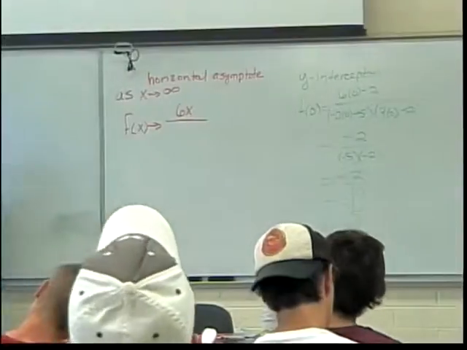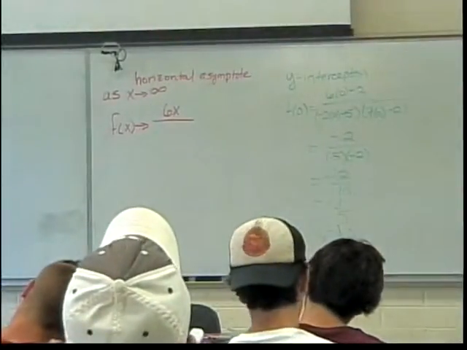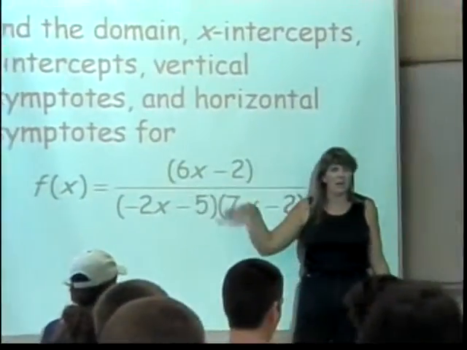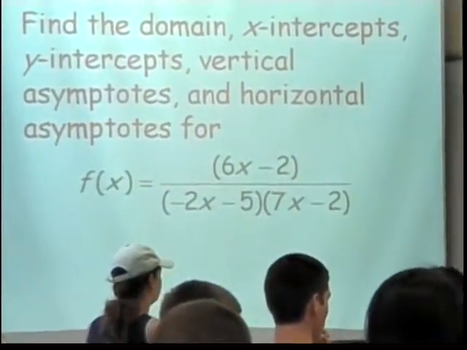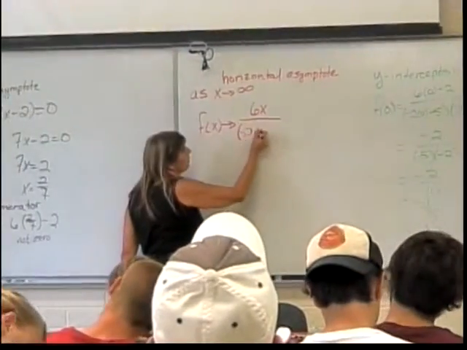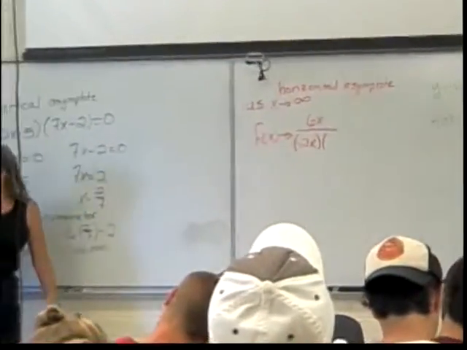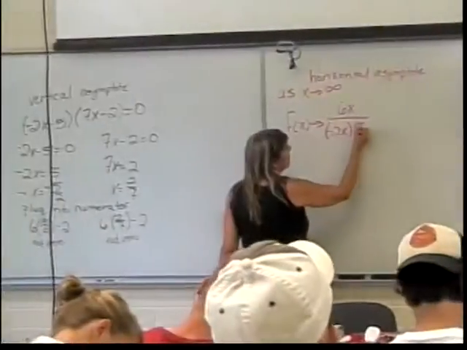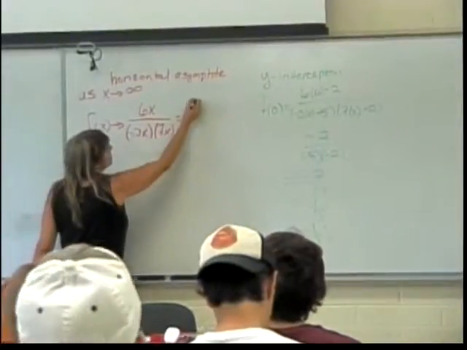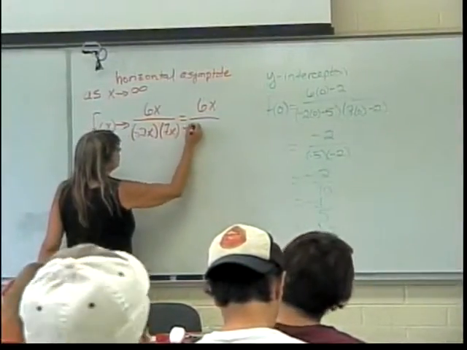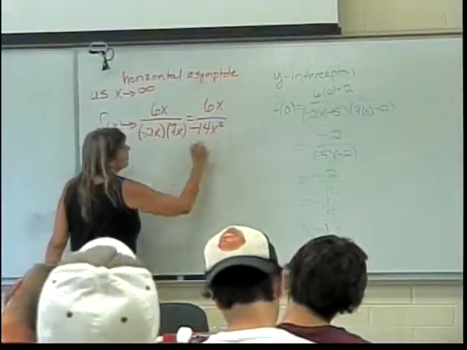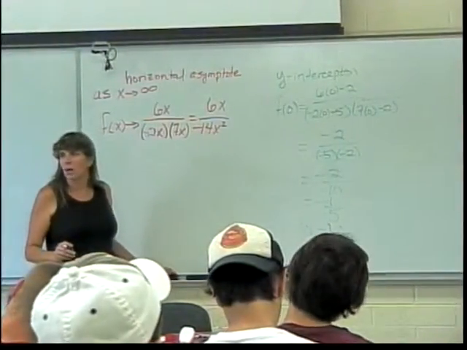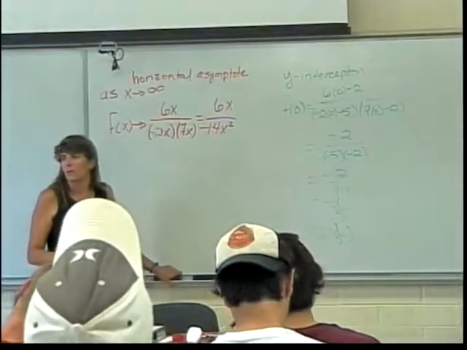Now, what about my denominator? Well, let's look at this piece right here. What's important in this piece? The negative 2x. The minus 5 isn't going to mean much, right? So I'll have my negative 2x. And what's important in the second piece, the 7x minus 2? The 7x. So this is going to give me 6x over negative 14x squared. Yes? And then can I cancel those x's out? Some of them.